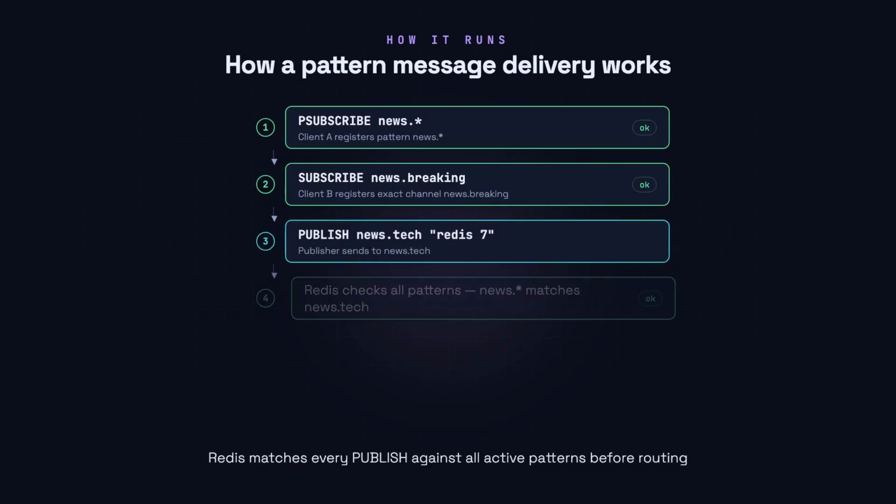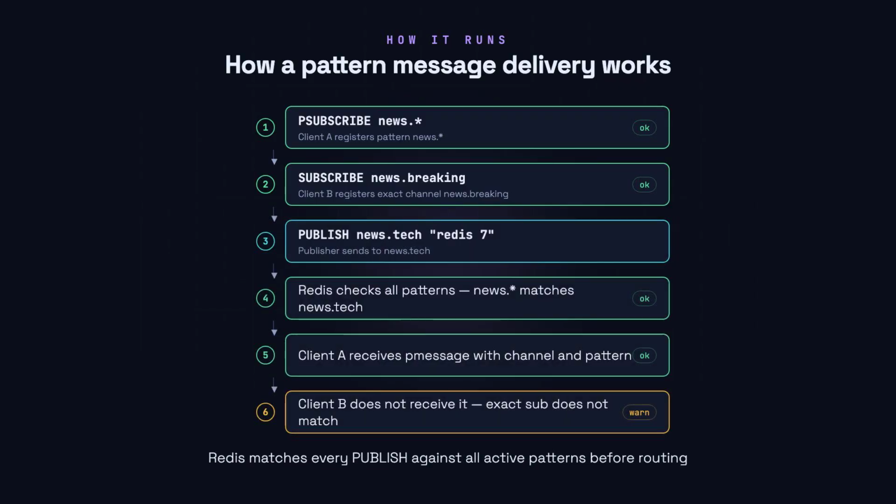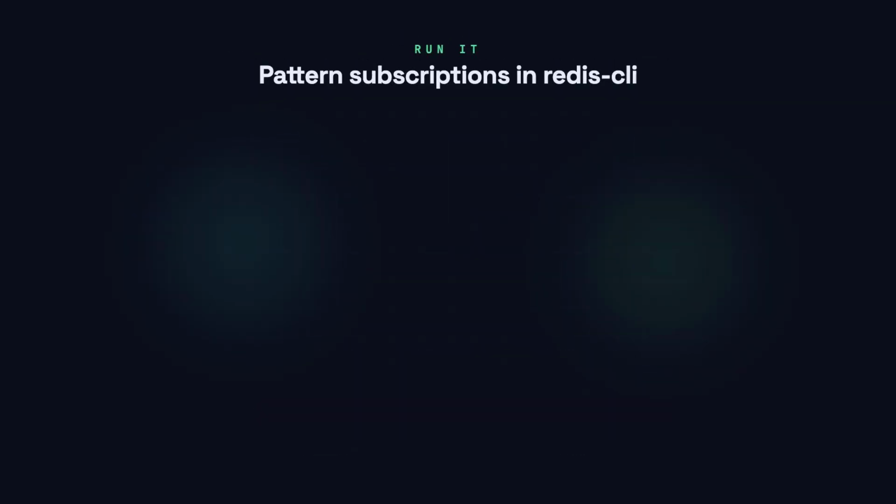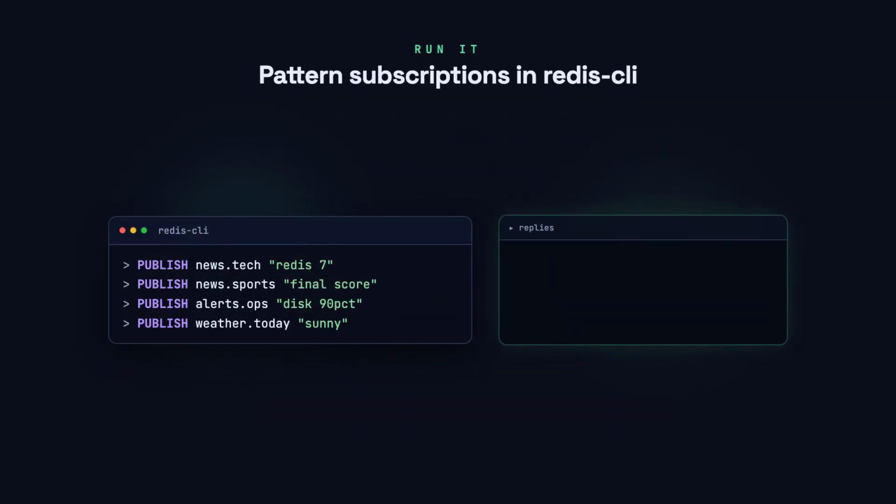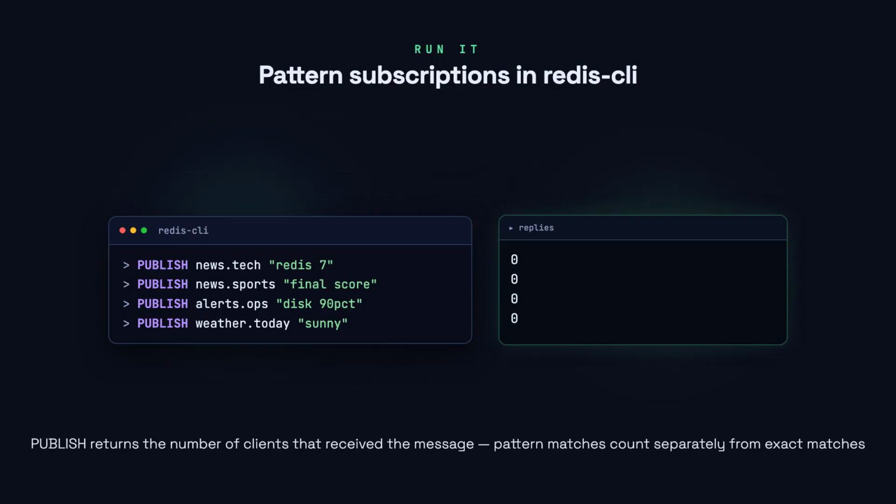When a message is published, Redis tests every active pattern against the channel name. A matching pattern delivers a pmessage to the subscriber, carrying both the matched pattern and the exact channel that was used. Open two terminals. In the first, run subscribe and psubscribe to hold both kinds of subscriptions.